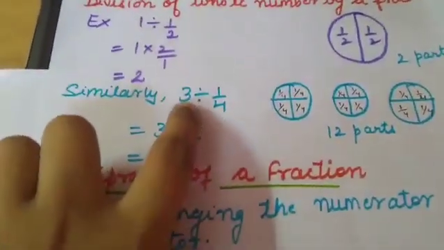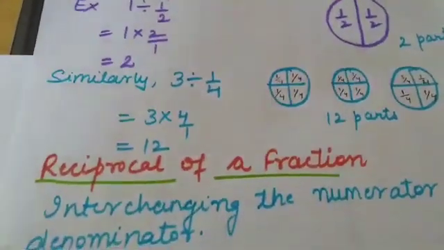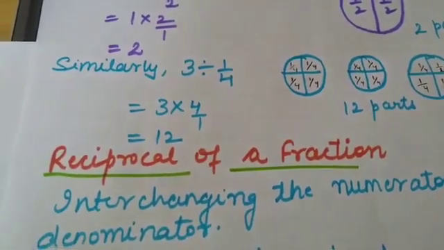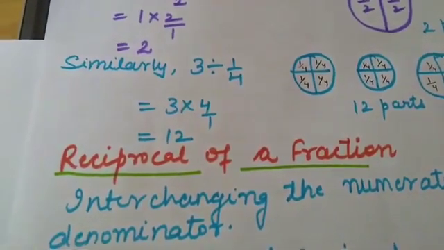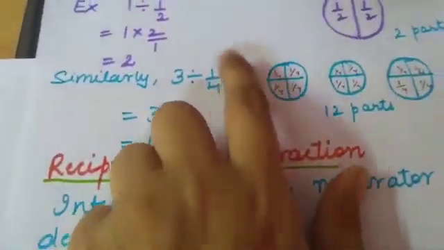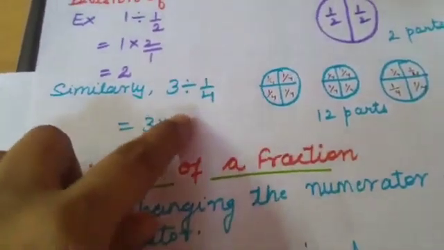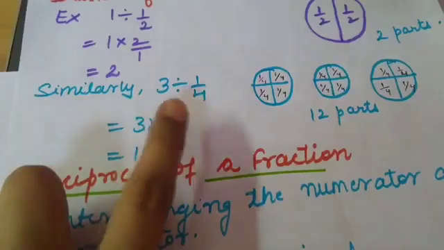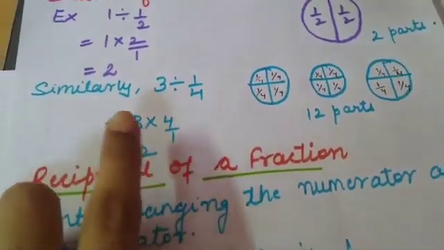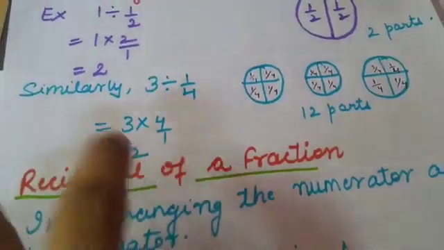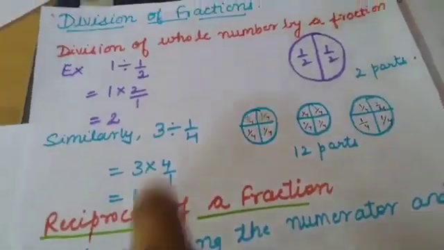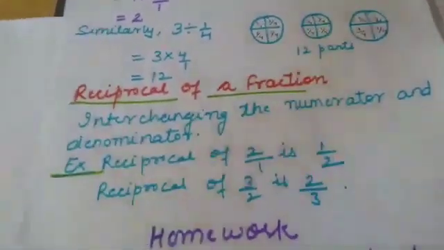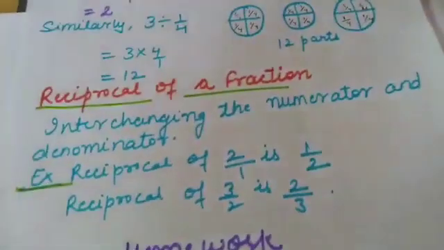Same here, division will first be converted into multiplication, and for that you have to take the reciprocal of the term which is just after the division. So the reciprocal of 1 by 4 is 4 by 1. So multiply the numerators and multiply the denominators. 3 into 4 is 12, 1 into 1 is 1. So you are getting 12. So in this way you have to divide the whole numbers by a fraction. I have explained reciprocal and hope you have learned about this.